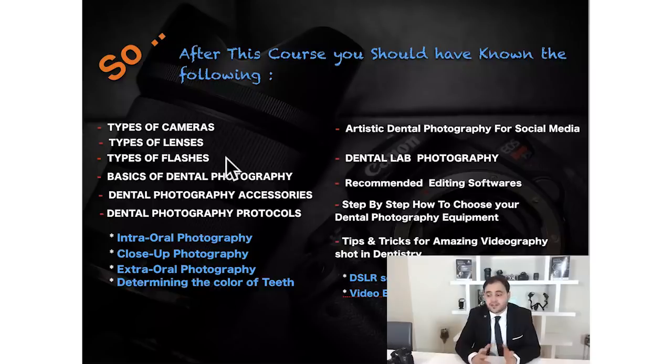After we learn all of these basics, now it's time to drive, or you drive or I drive, our equipment, our cameras and our macro lenses and our artificial flashes. Okay, now we have the driving license. Where should we go? We have 4 main ways, starting from intraoral photography to close-up photography and extraoral photography and determining the color of the teeth. These are our 4 ways. If we have our equipment, we should go to one of these ways.